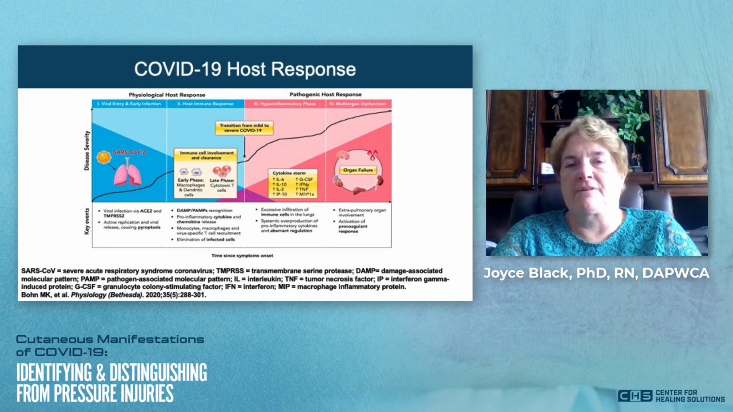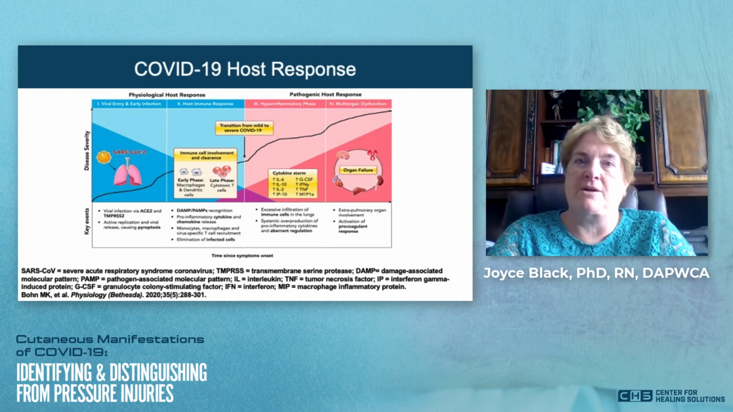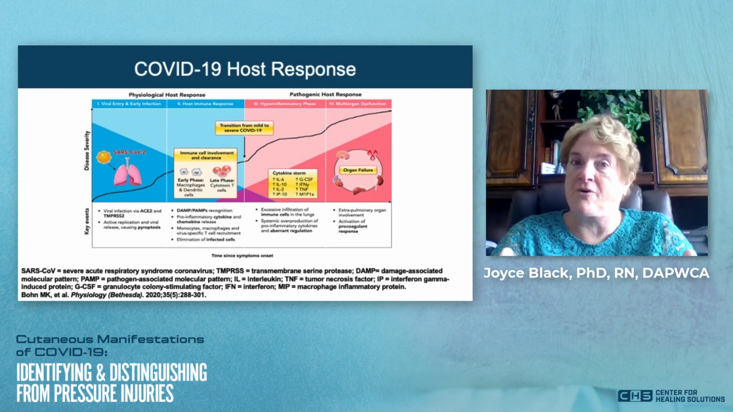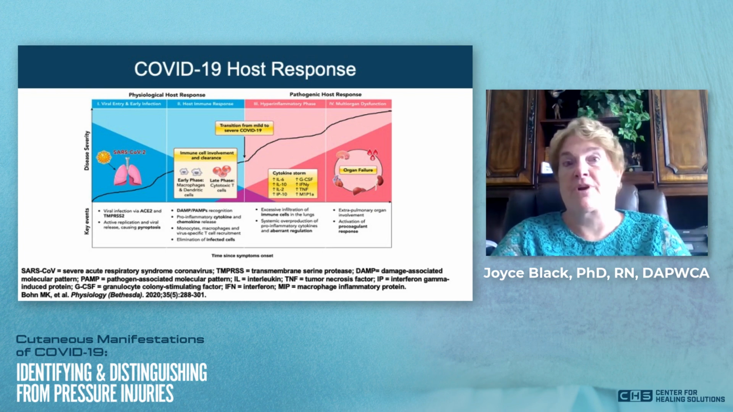And of course, all of us are hoping for a vaccine, hoping for a functional immune modulator to try to down-regulate the COVID-19 host response, because it's much more aggressive than the average influenza, a virus we're of course pretty familiar with.